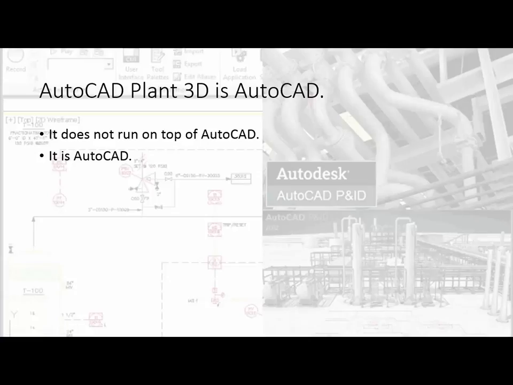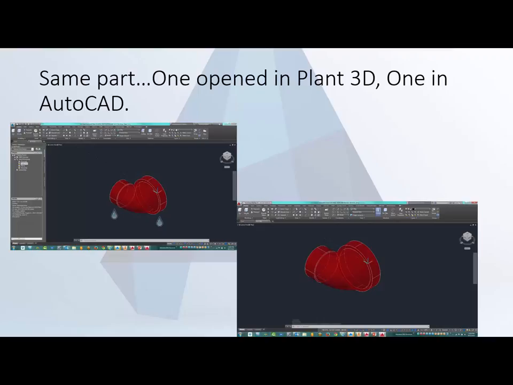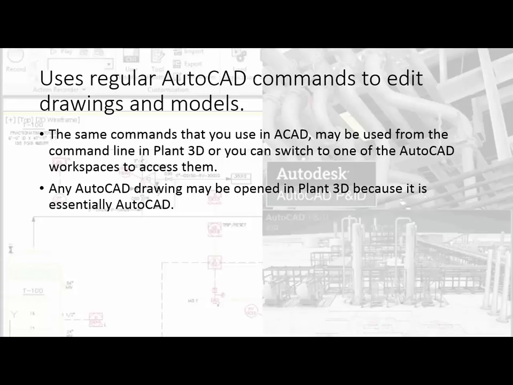One of the best reasons for using it is that it is AutoCAD. It does not run on top of AutoCAD. Many of the piping programs run on top of AutoCAD, but not Plant 3D. It is AutoCAD. Take a look at this screenshot. I have a couple of screenshots here, one from AutoCAD Plant 3D and one from regular AutoCAD. If you notice, they look very similar. If you look very closely, you can see some of maybe the parametric features of the project browser from the Plant 3D, but all in all, they look very much alike.